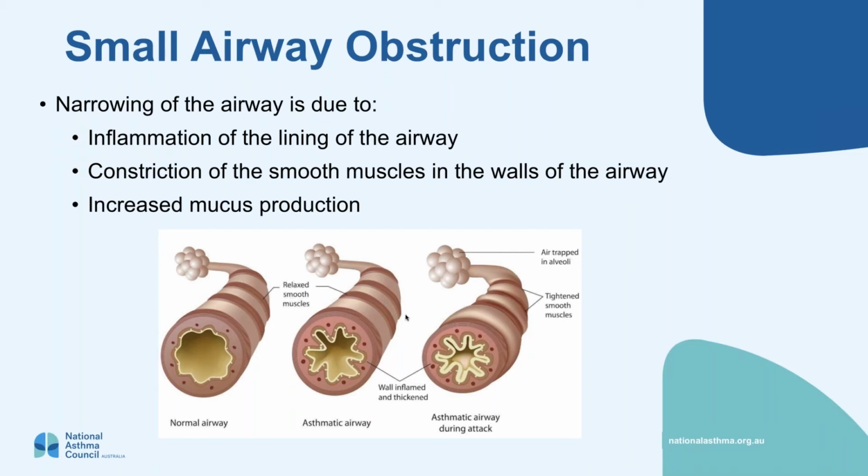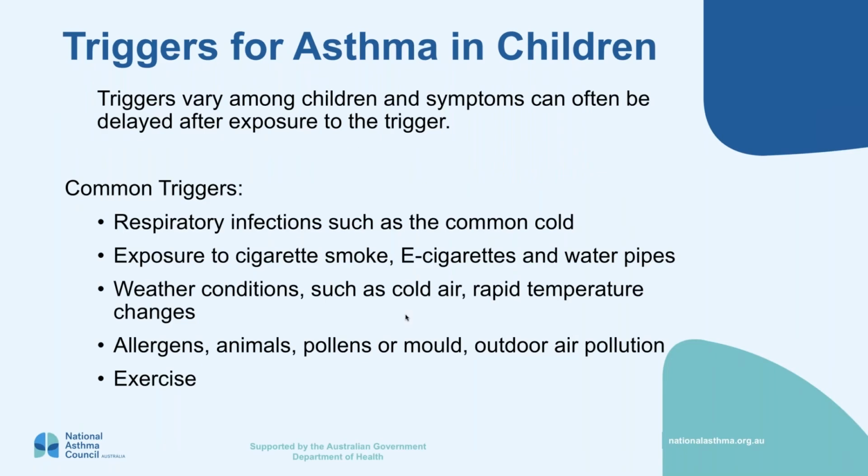The asthmatic airway, we can see the air in the alveoli starting to increase a little. There's a little bit of inflammation there, not as big an opening for oxygen, but the smooth muscles are still relatively relaxed. And in an exacerbation, a lot more air is trapped in the alveoli. You can see the tightening of the smooth muscles in the walls and a lot of inflammation where the wall is thickened and inflamed.